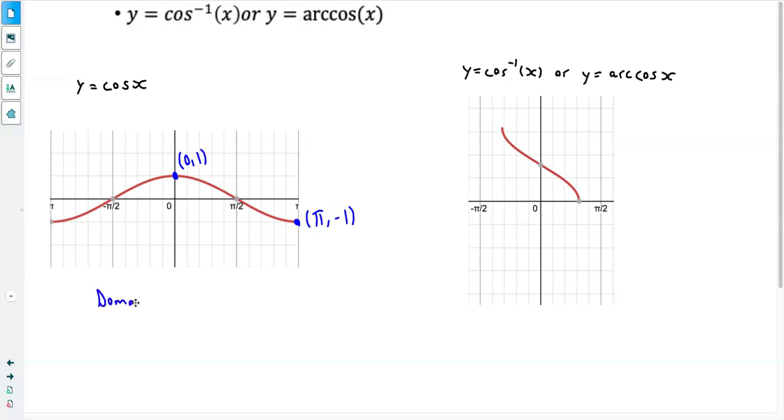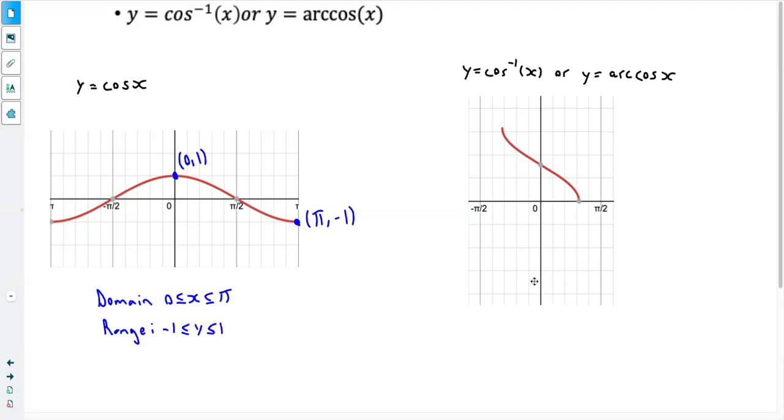So our domain is going to be from 0 to pi, and our range is going to be from negative 1 to positive 1.